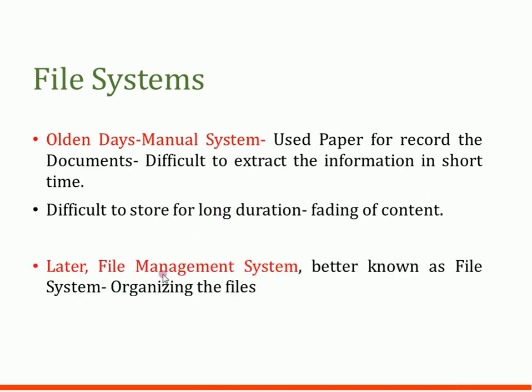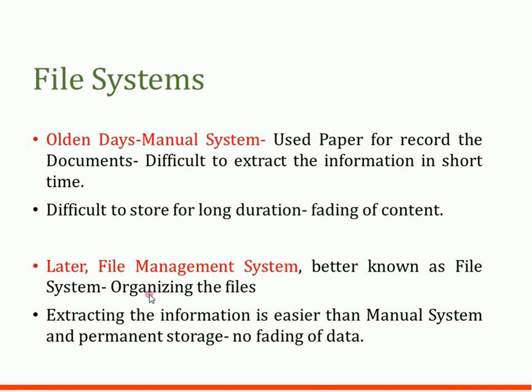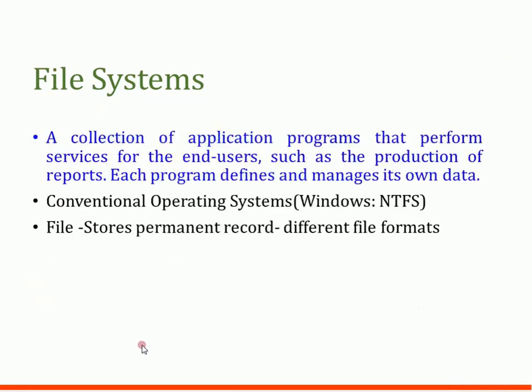Later, we got the file management system, which is also known as the file system, which is the organizing of the files. We have computerized files that store all this data. When you go for this file system, extracting the information is easier when compared with the manual system, and also there is no fading of data, and hence it is a permanent kind of storage.